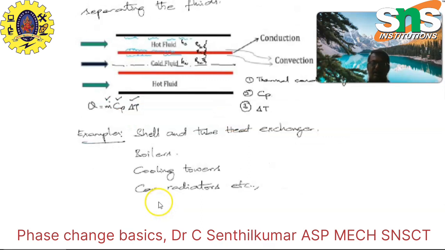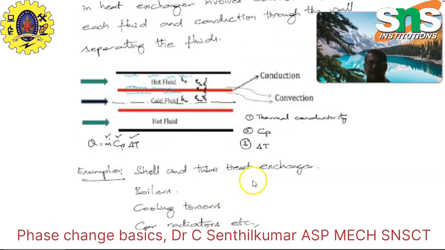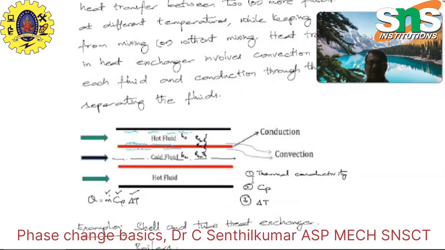So there are several types of heat exchangers: shell and tube type heat exchanger, boilers, cooling towers and car radiator. These are the examples for the study of phase change.